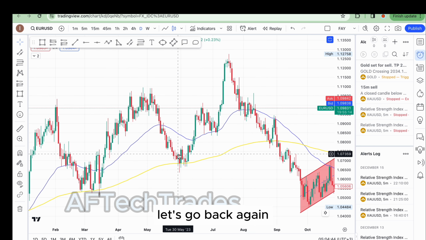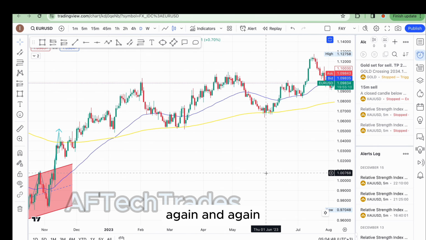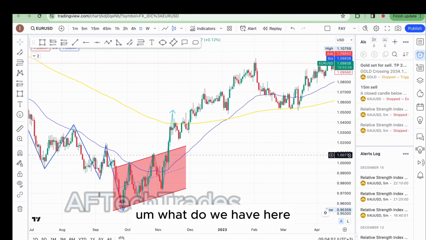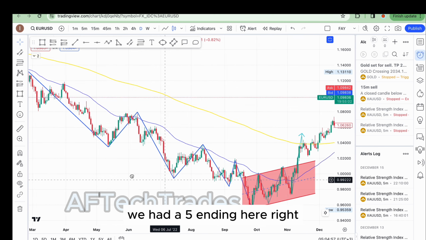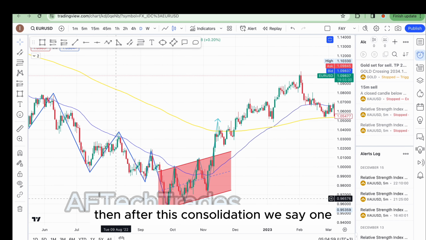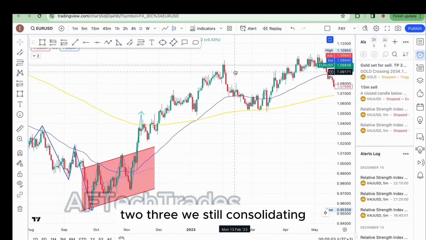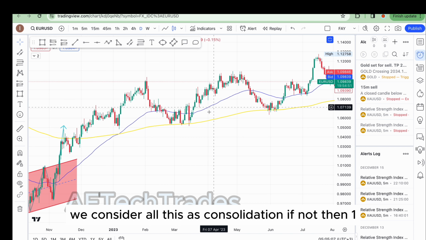Let's go back again, and again. If this is a 3, what do we have here? We had a 5 ending here, right? Then after this consolidation, do we say 1 2 3? Are we still consolidating? We consider all this as consolidation.